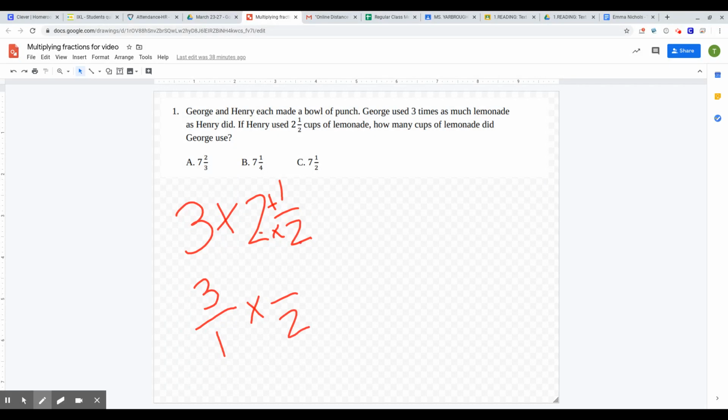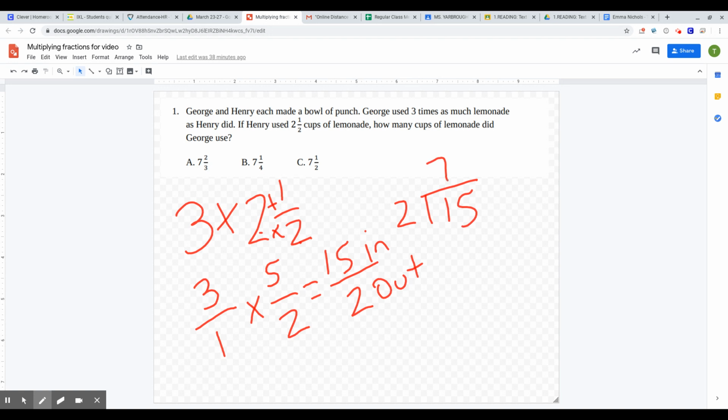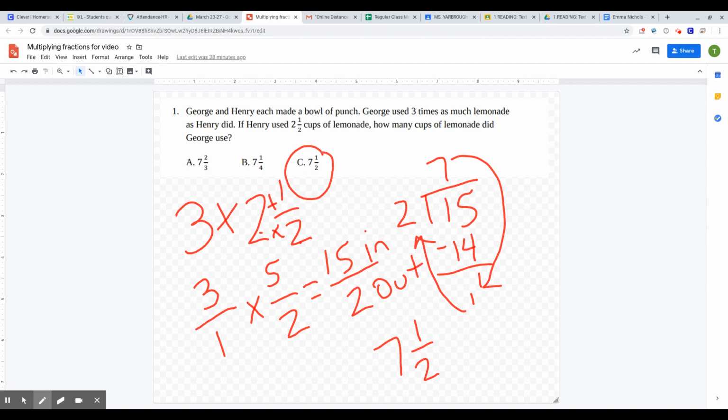2 times 2 is 4. 4 plus 1 is 5. So 5 is my new numerator. Multiply like always. 3 times 5 is 15. 1 times 2 is 2. Use in and out. 2 will go into 15 7 times. We get 14. Subtract and get 1. Whole number, numerator, denominator. So 7 1/2. C is the correct answer here.